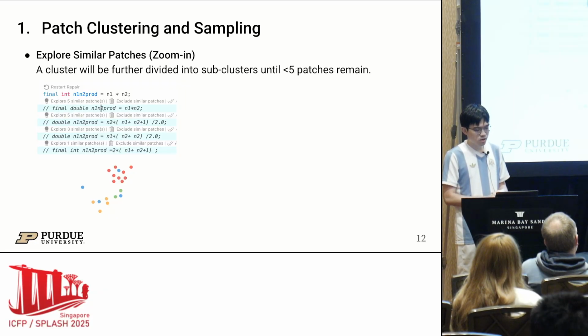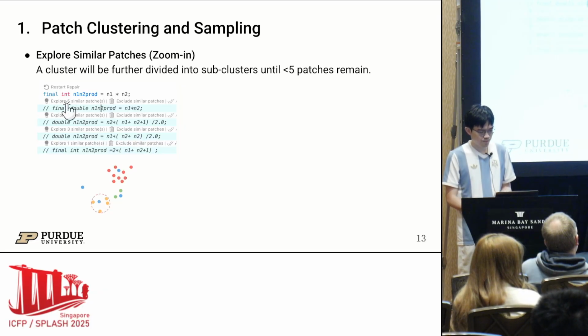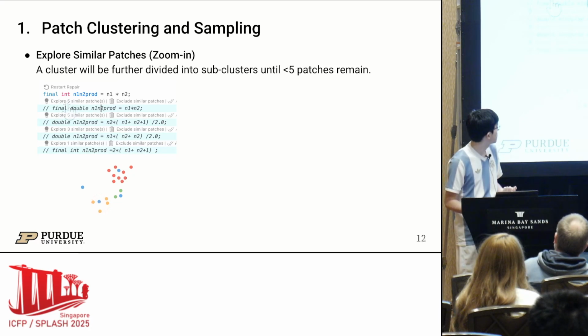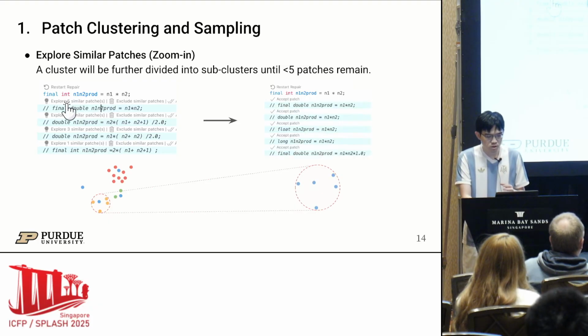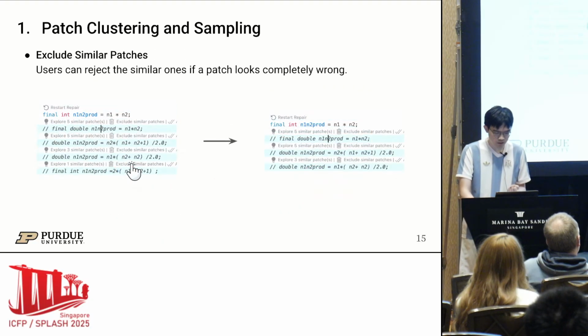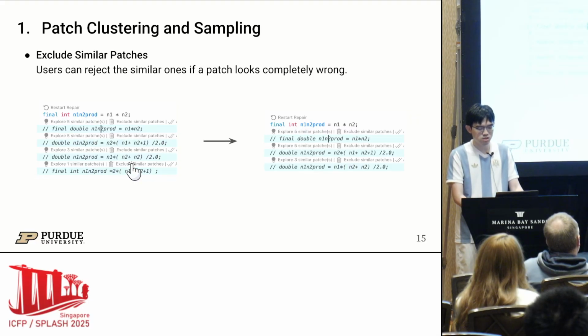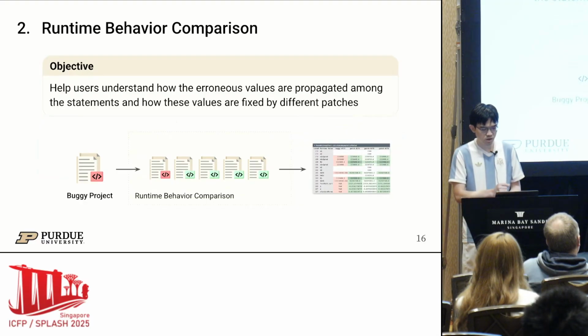Building on the hierarchical clustering, we designed a new interactive widget. It lets users navigate the patch space and choose directions based on their preferences for each sample patch. When a sample patch looks promising but not fully correct, users can zoom in to explore similar patches within the same cluster. iFix recursively divides each cluster into smaller subclusters until there are no more than 5 patches remaining. When the patch looks completely wrong, users can reject it along with similar patches that are also likely to be incorrect.